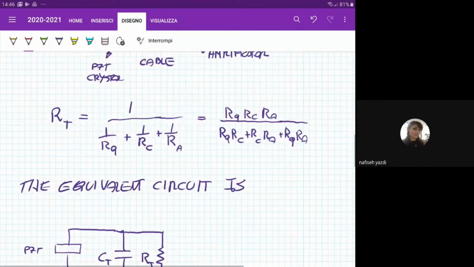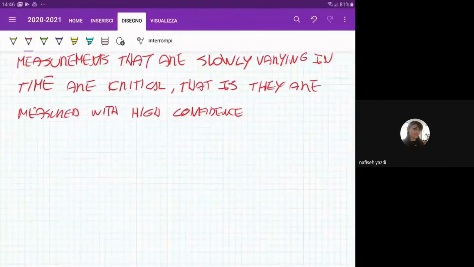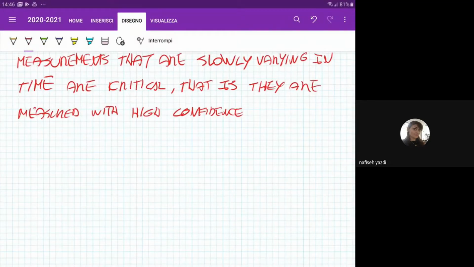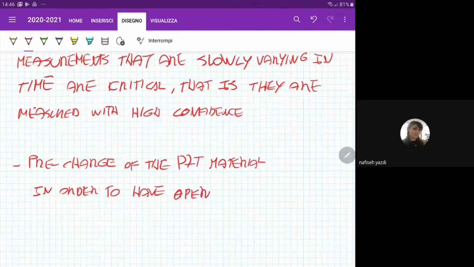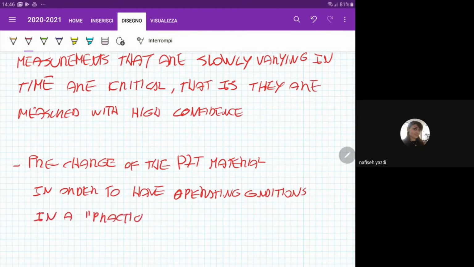And that is the typical manufacturing configuration in which we are having a pre-charge of the PZT material in order to have an operating condition in a practical linear range.